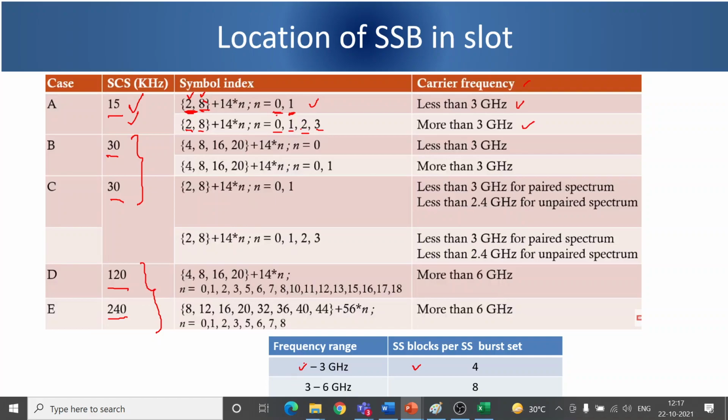So for 3 to 6 gigahertz, I have 8 SS blocks. Yes, you're right. So now I'll answer the question of Ravinder ji, about what beam sweeping is. These SS blocks are transmitted as beams in different directions. Suppose I have 4 beams. The 4 beams will be transmitted in 4 directions periodically. So that is a kind of beam sweeping: one beam, second beam, third beam in different directions, right?